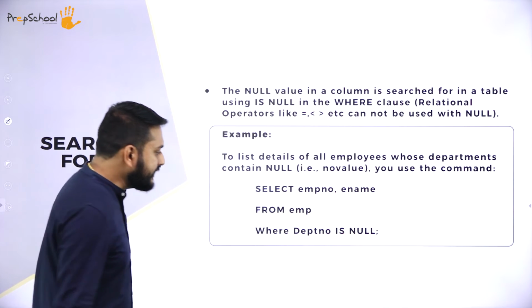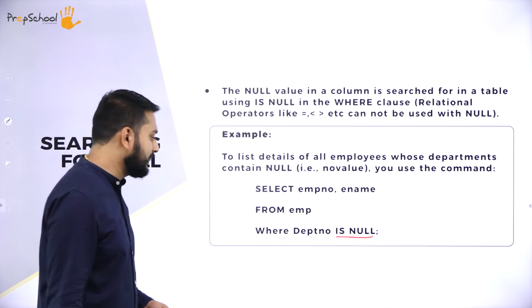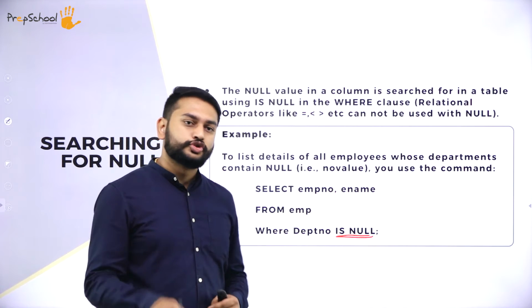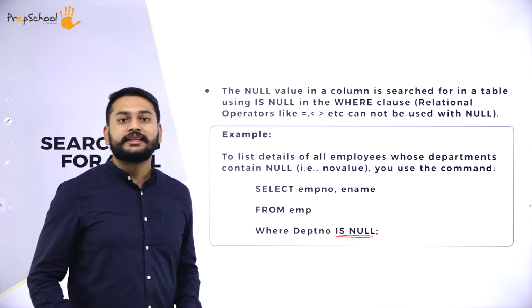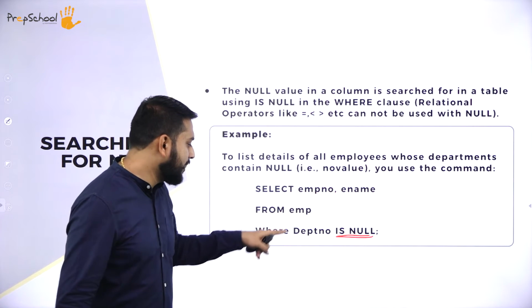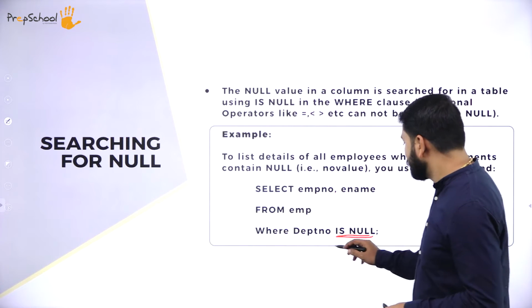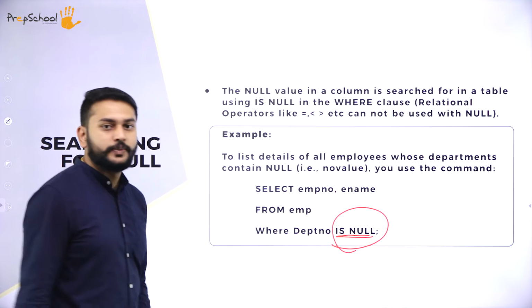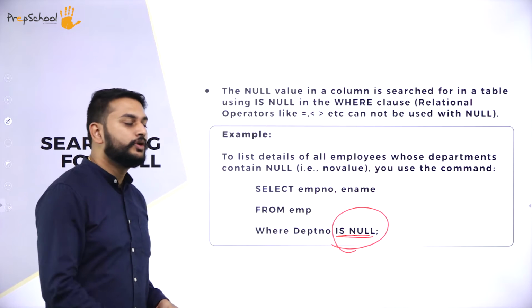Guys, is null is one of the keywords that you have to remember. What is is null? Is null means empty. Suppose your value is null, then you can directly mention is null. Is null will be treated as a null value. Select employee number, employee name from EMP where department number is null. You can use this keyword directly in the where condition. This keyword will work exactly like a value. That's what you have to remember.